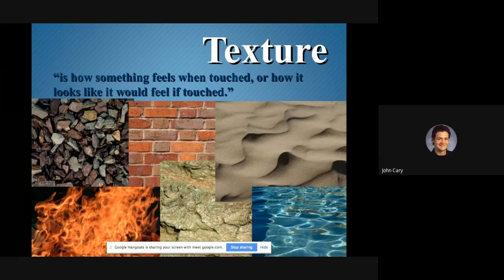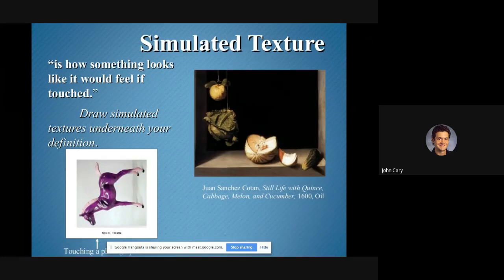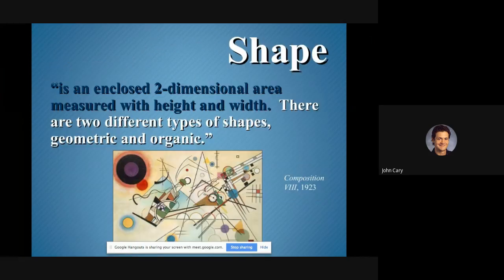All right. Texture is how something feels when it's touched. It can be real, or it also can be implied or simulated. So I can look at something, and even though the surface of the computer screen is smooth, it may look rough. Actual texture you'll find in nature and sculptures and three-dimensional art. Simulated texture is in paintings and photographs.